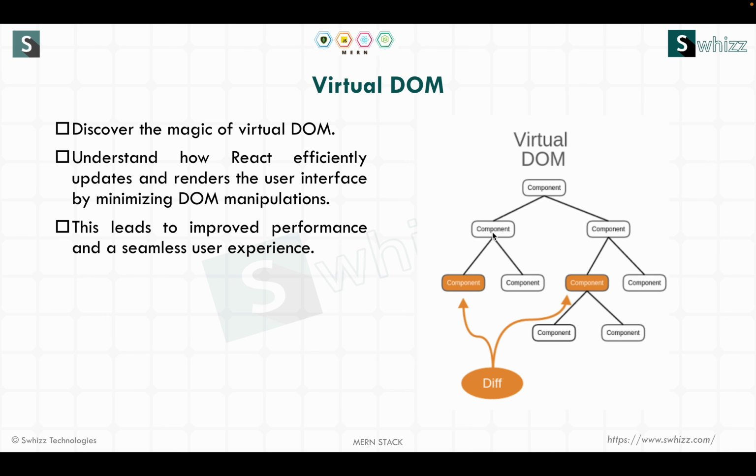component, and individually each component will be separate. For example, let's assume this is a web page, and the virtual DOM is one component, this title MERN is one component, and the Swhizz Technologies symbol is another component, so that you can use them in multiple pages without re-rendering. That is the meaning of the virtual DOM.